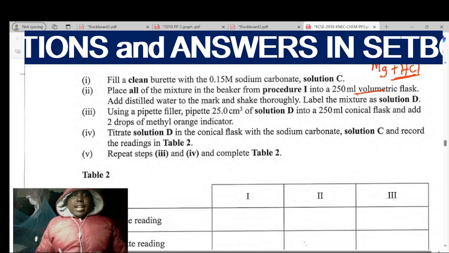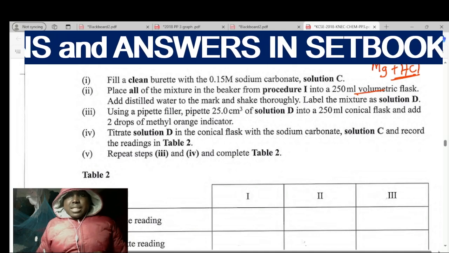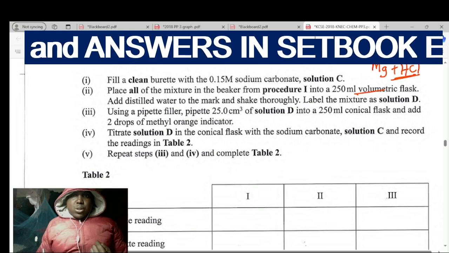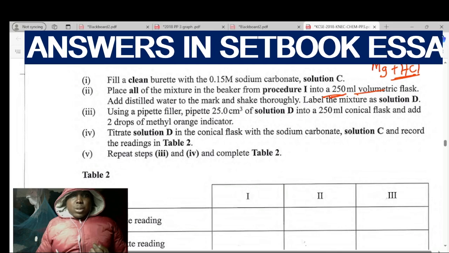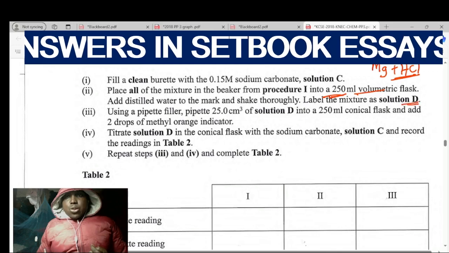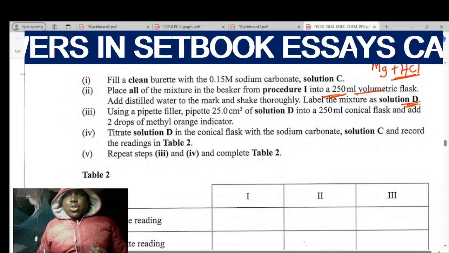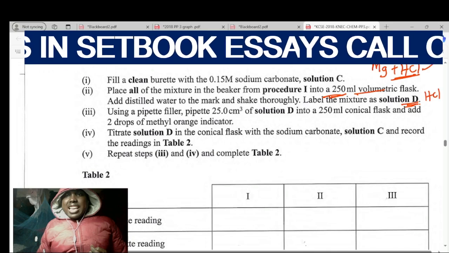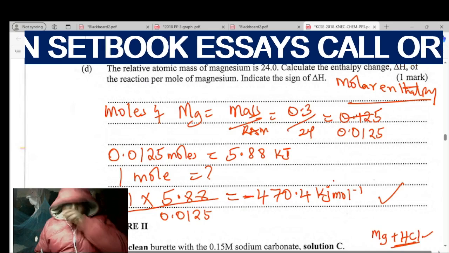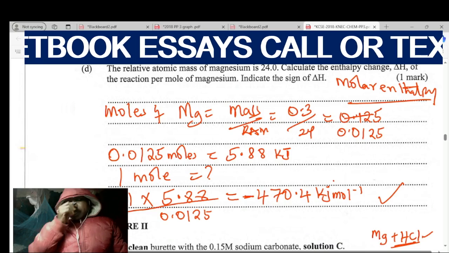Now we are taking this 50 centimeters, this solution in the beaker yenye tulipakisha from procedure 1 tuiweke kwa volumetric flask. We top up with water and then we label that solution D. So solution D ni nini? Solution D ni HCl. The difference with this one initially, this one is diluted, highly diluted, more diluted. Hiyo ndio tofauti.